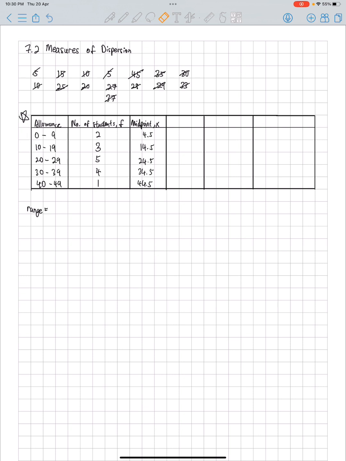Okay, so the range from this table is, we pick the midpoint of the highest class and the midpoint of the lowest class. So the midpoint of the highest class is 44.5 minus the midpoint of the lowest, which is 4.5. So we know the range is 40.